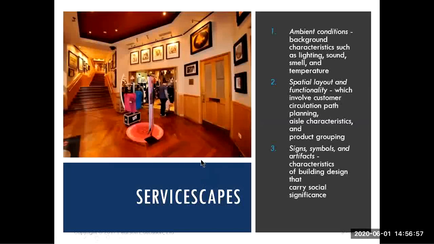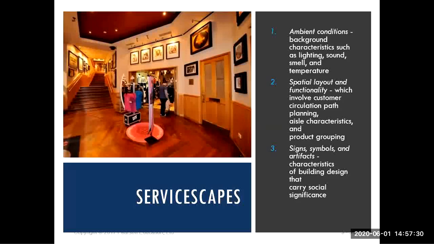Okay, so in retail they also have to think about the servicescape. Servicescape is the description of the physical surroundings in which the service is delivered, and how the surroundings have a human effect for the customer and employees. Right. So in the servicescape there are three elements.